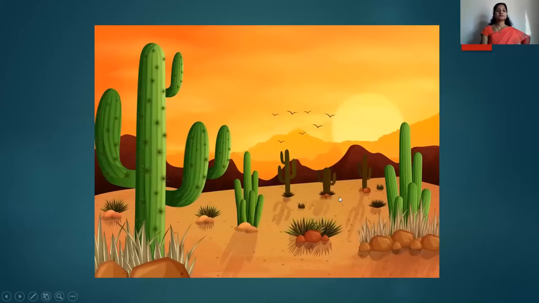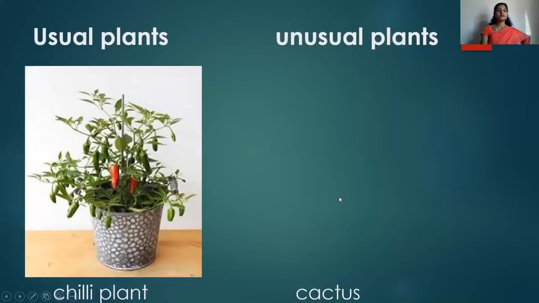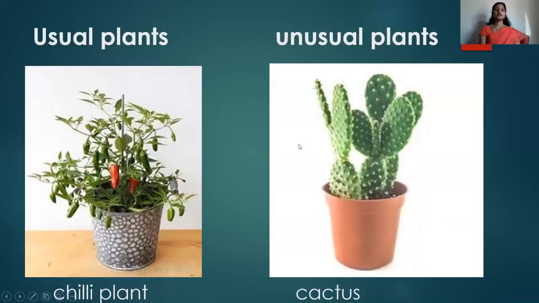Now see the picture children. It is a usual plant. See, the chili plant is a usual plant. Like this, most of the plants have green leaves, stem, branches, roots, flowers, etc. But whereas in unusual plants, the parts are different. Understood children? Here, observe the picture. In this picture, we will observe some spines on it, and the green part is there. At the same time, some spines we will observe.